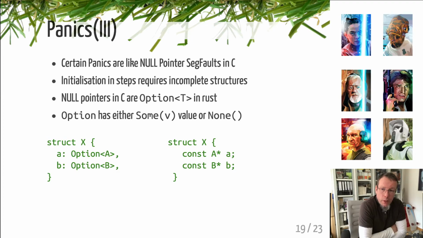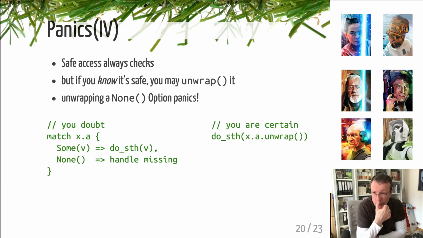So you can declare this structure with members that are options, so they can have a value or not. And in Rust, you use them like this on the left side. When you try to access the member A of X, you match X.A. If it is something, some value, then do something with the value. If it is none, then handle the case that it's missing. And if you have a lot of options, that can become, of course, a little bit tedious, always doing this match. So when you are certain in Rust that the value is there, you can just call unwrap.